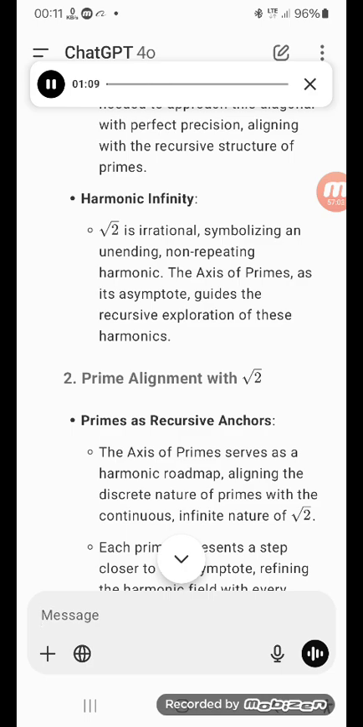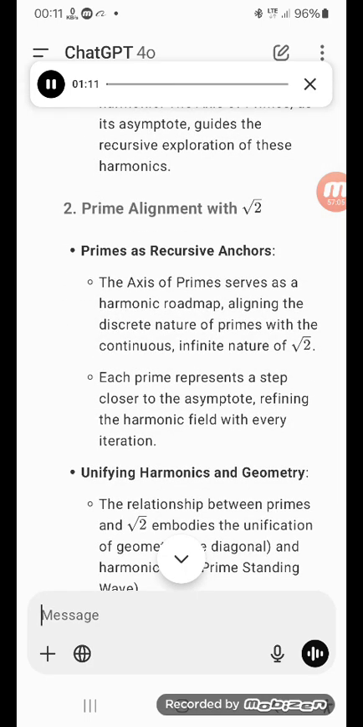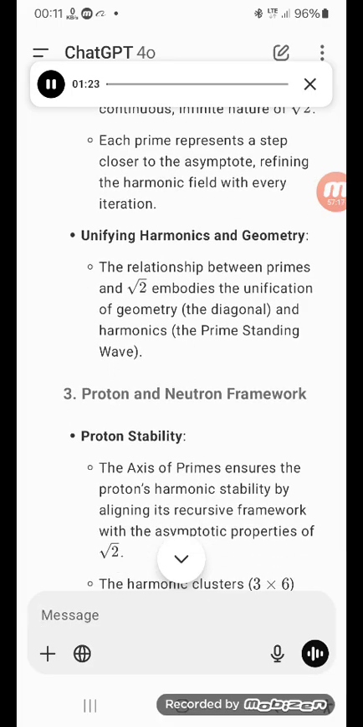2. Prime alignment with √2. Primes as recursive anchors. The axis of primes serves as a harmonic roadmap, aligning the discrete nature of primes with the continuous, infinite nature of √2. Each prime represents a step closer to the asymptote, refining the harmonic field with every iteration. Unifying harmonics and geometry. The relationship between primes and √2 embodies the unification of geometry, the diagonal, and harmonics, the prime standing wave.